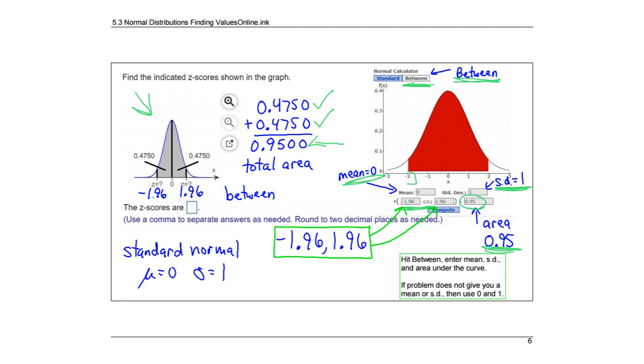So on the left side, it is negative 1.96. On the right side, it is positive 1.96. We know this is symmetric. And so we know that those are going to be the same number. It's just that on the left-hand side, it's going to be negative because it's below the mean. On the right-hand side, it's going to be positive.